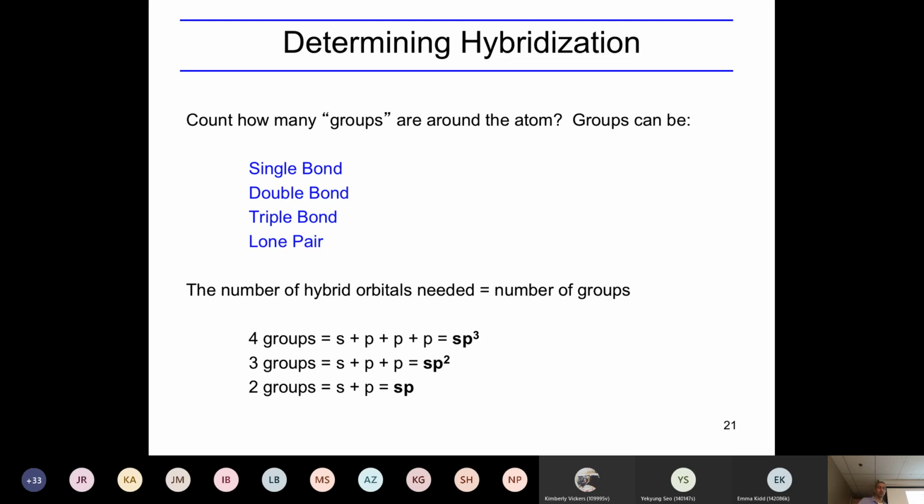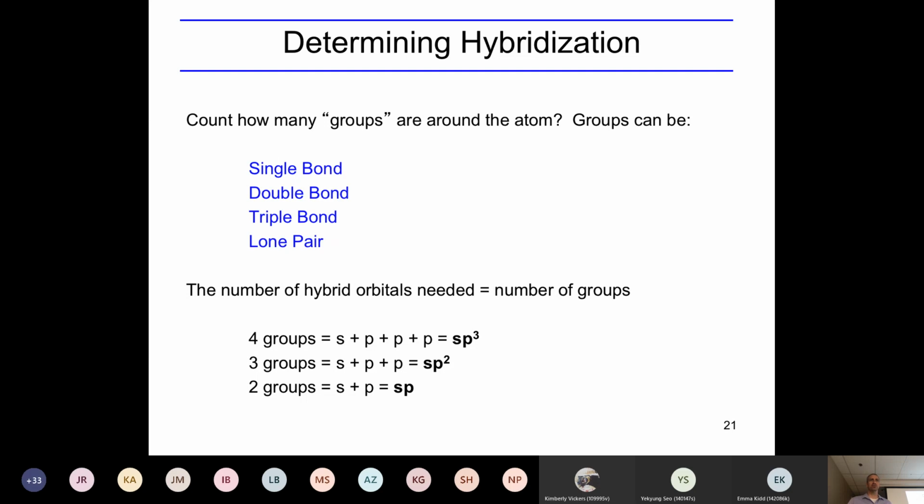And then there are 2 groups, like in carbon dioxide. In carbon dioxide, you have a double bond from carbon to oxygen, and then a second double bond. Only 2 groups around the carbon. It's sp, and it must also have 2 other p orbitals in addition to those sp hybridized orbitals.